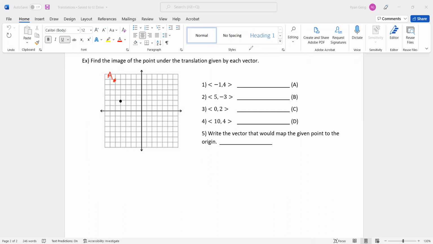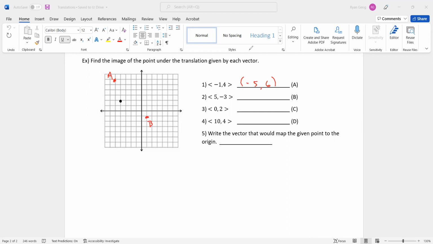What are those coordinates? Left 5, up 6. Notice the coordinates, I do have parentheses. So -5, 6. Back to the original point. So we're going back to that black dot. 5, -3. So 1, 2, 3, 4, 5 to the right, 1, 2, 3 down. That's B.